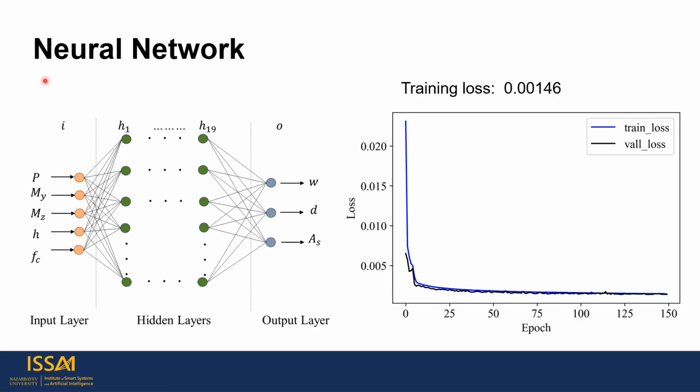Here is the model of the neural network that we have developed. Inputs are loading combinations P, My, and Mz, height of the column, and concrete strength, and the outputs are width of the column, depth of the column, and reinforcement steel area. The figure on the right shows training and validation losses, and for more detailed architecture and hyperparameters we used, please visit our GitHub repository. The link is provided in the description of this video.